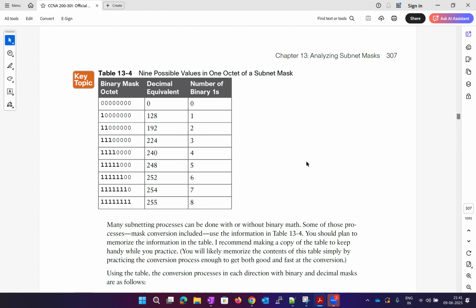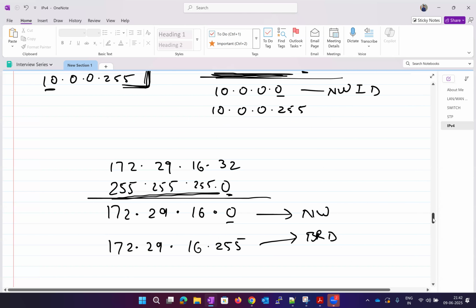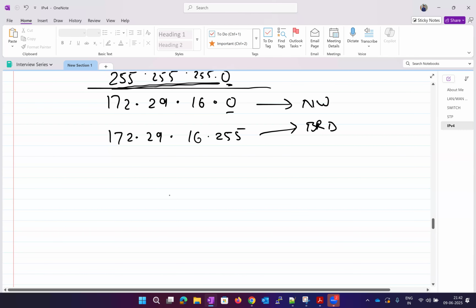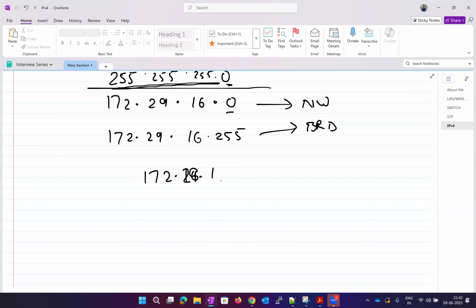As I said, you will always have address masks where all the ones are on the left-hand side and all the zeros are on the right-hand side. So whenever you are writing an address mask, how does a computer identify which is the network part and the host part? By counting the number of ones. So 172.29.16, what was the number?